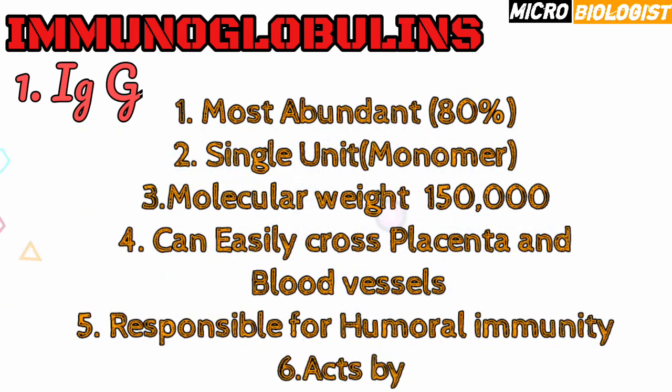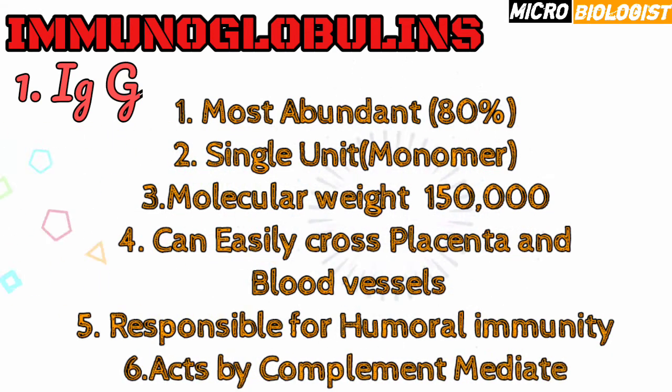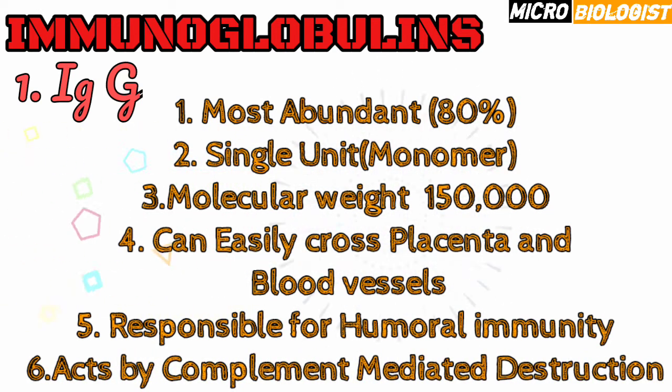So this is the cause of the humoral immunity that is created in babies and other organisms that are newly born. So it is mainly responsible for humoral immunity. Next, it acts mainly by complement mediated destruction of foreign cells. This is the mechanism of IgG immunoglobulin. And immunoglobulin G consists of the heavy chain of the gamma type.